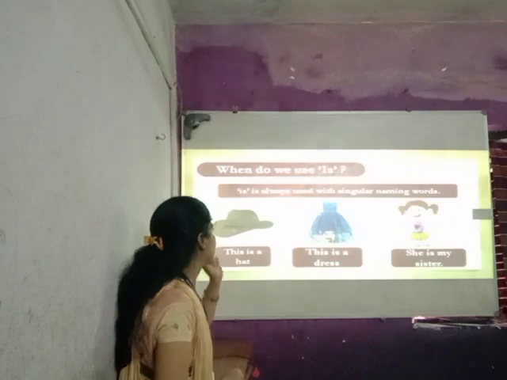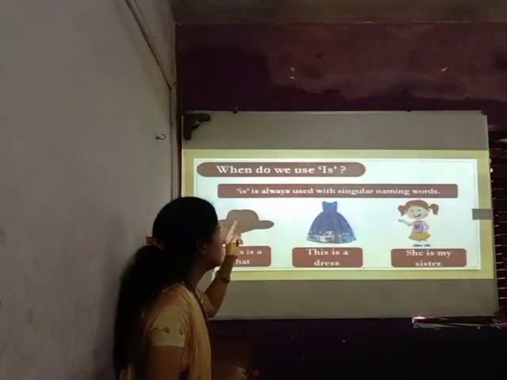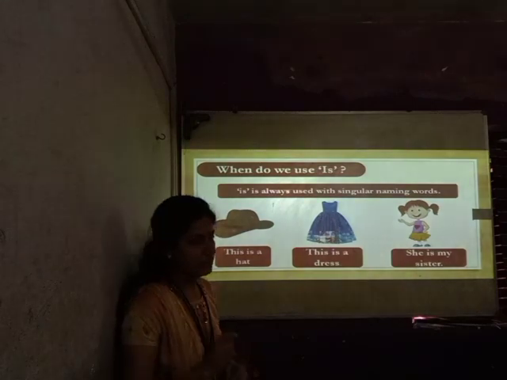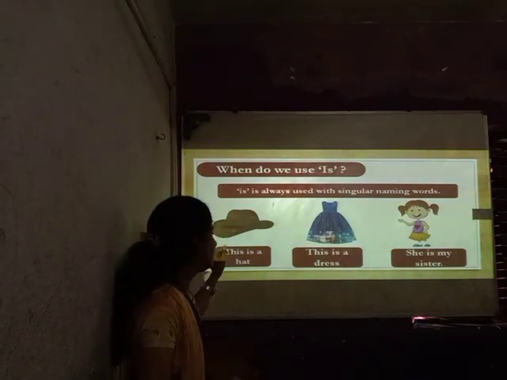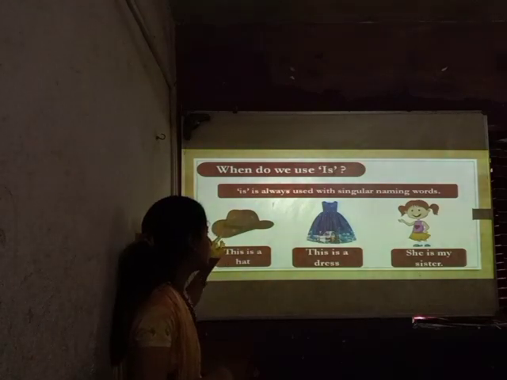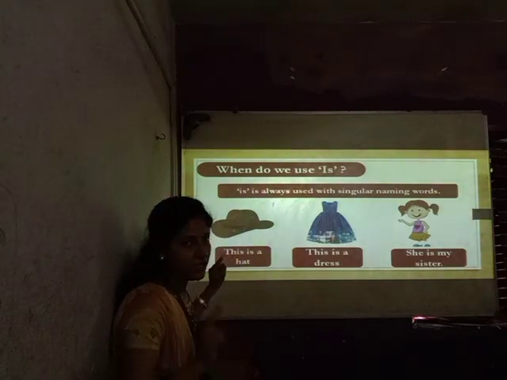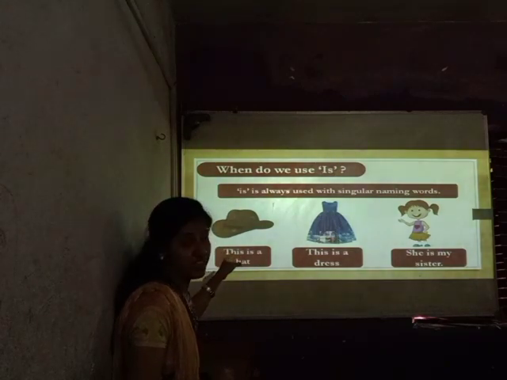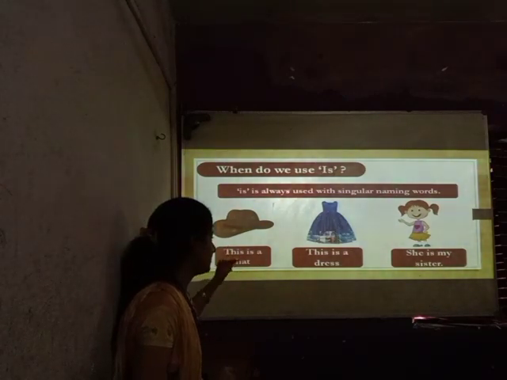Is. Now see, is always used with singular naming words. So is. Now see the first example. This is a hat. Now see, there is one in number. So this is a hat. After the this we had used is.